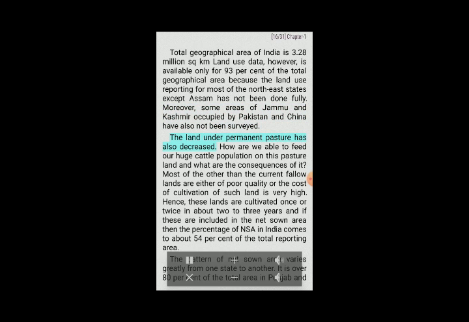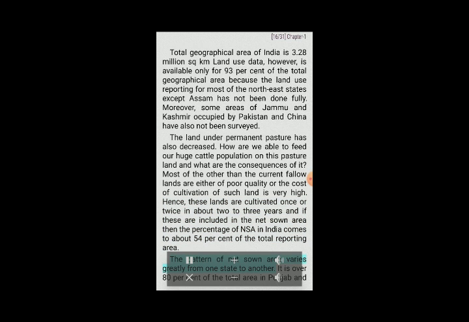The land under permanent pasture has also decreased. How are we able to feed our huge cattle population on this pasture land and what are the consequences of it? Most of the land other than the current fallow lands is either of poor quality or the cost of cultivation of such land is very high. Hence, these lands are cultivated once or twice in about 2 to 3 years, and if these are included in the net sown area then the percentage of NSA in India comes to about 54% of the total reporting area.